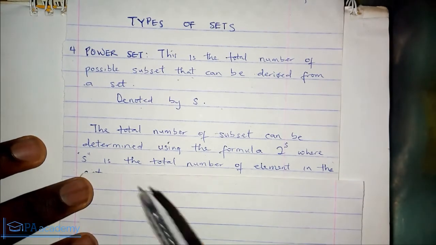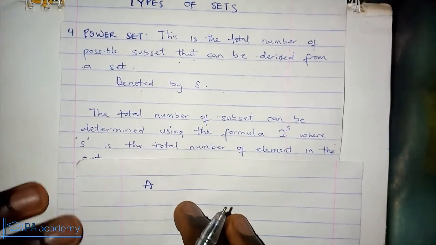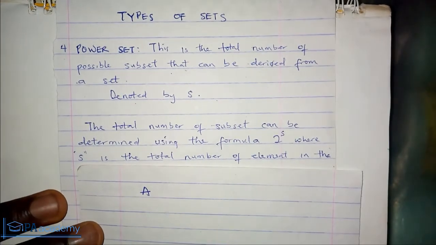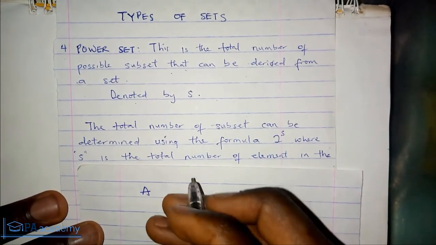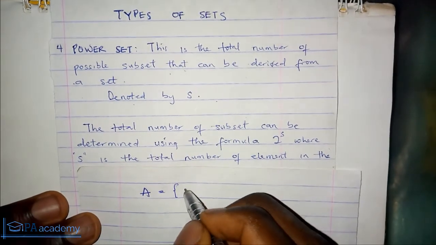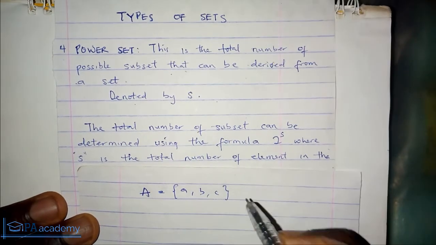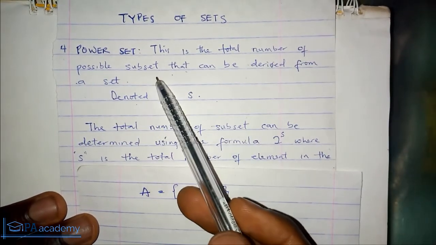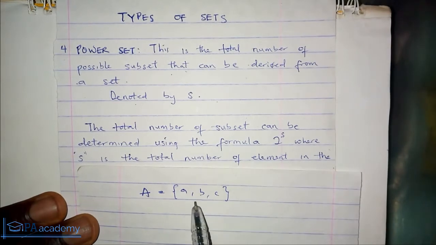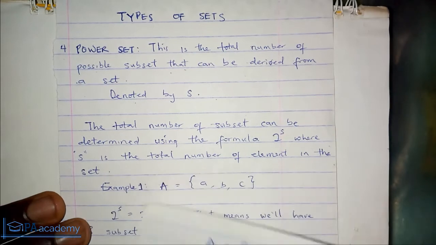Let's say, for example, you have a set A. I don't know why I keep using set A, but it could be anything, set A, set B, set whatever. So let's say we have a set A and we have all these elements: A, B, and C. So the total number of possible subsets that we can derive from these elements is what we call the power set. We are going to look at more examples as we go.